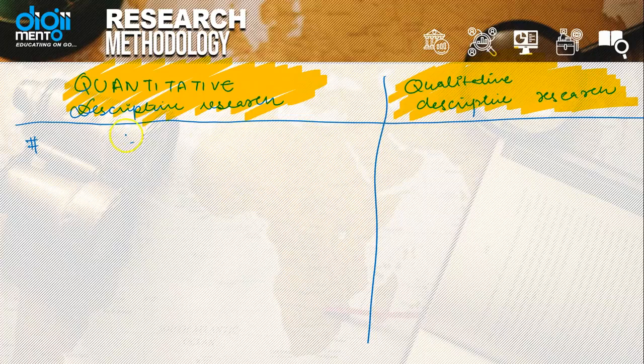And opposite to that, qualitative descriptive research assumes that the world is unstable. It means the idea of one person will be different from another. First thing you have to write is, in this quantitative descriptive research, we analyze the data statistically.